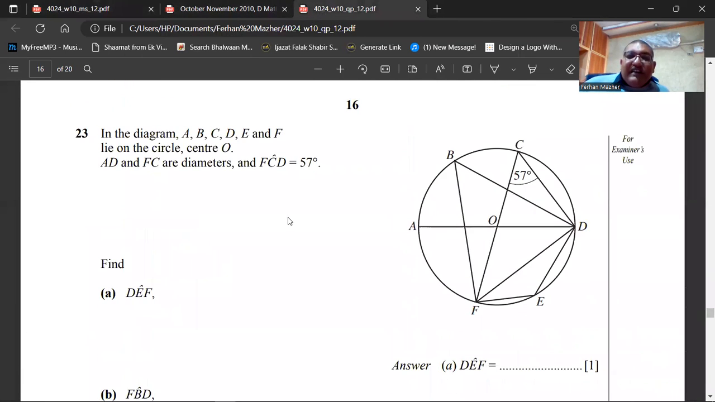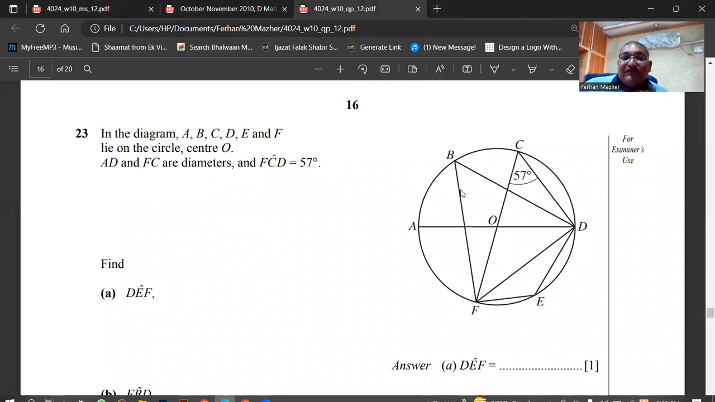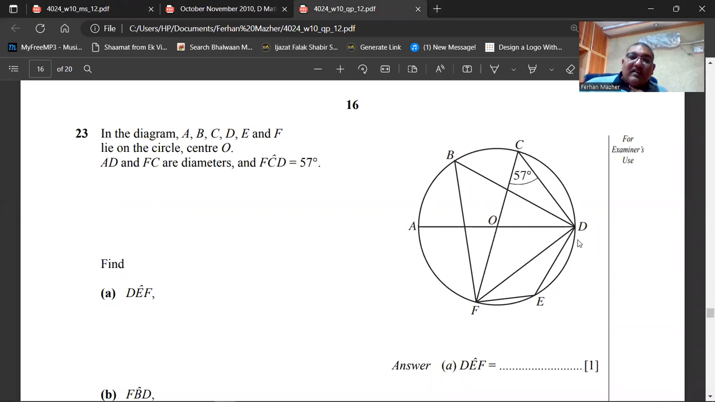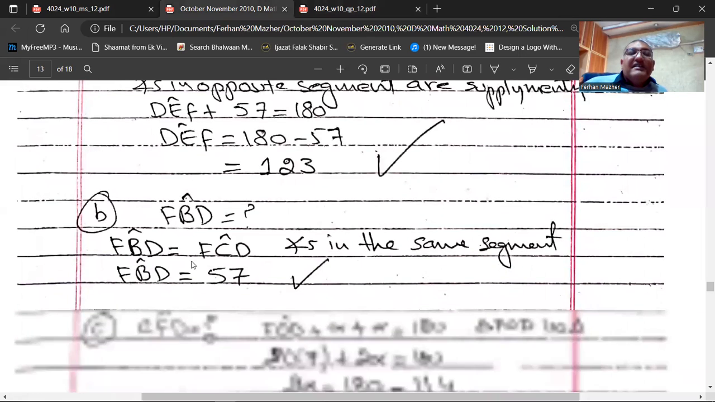Then they say FBD. You see, FCD is 57. FBD is the question. Can you see this chord FD? We took the ends of the chord on the circumference at C, and we also took the ends of this chord on the circumference at point B. So this angle at C and this angle at B will be equal to each other. We call it angles in the same segment. So FBD will be equal to FCD. The reason is the angle in the same segment.